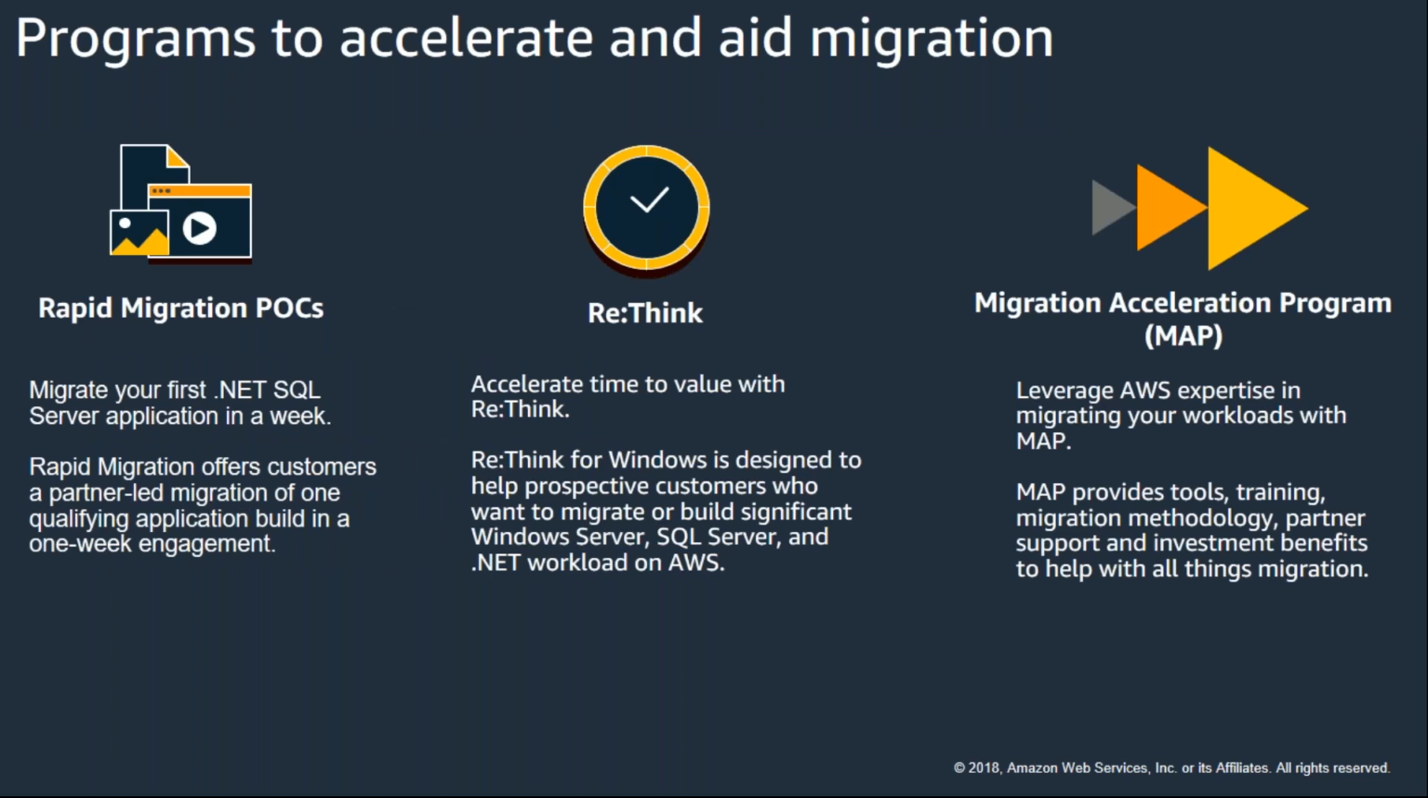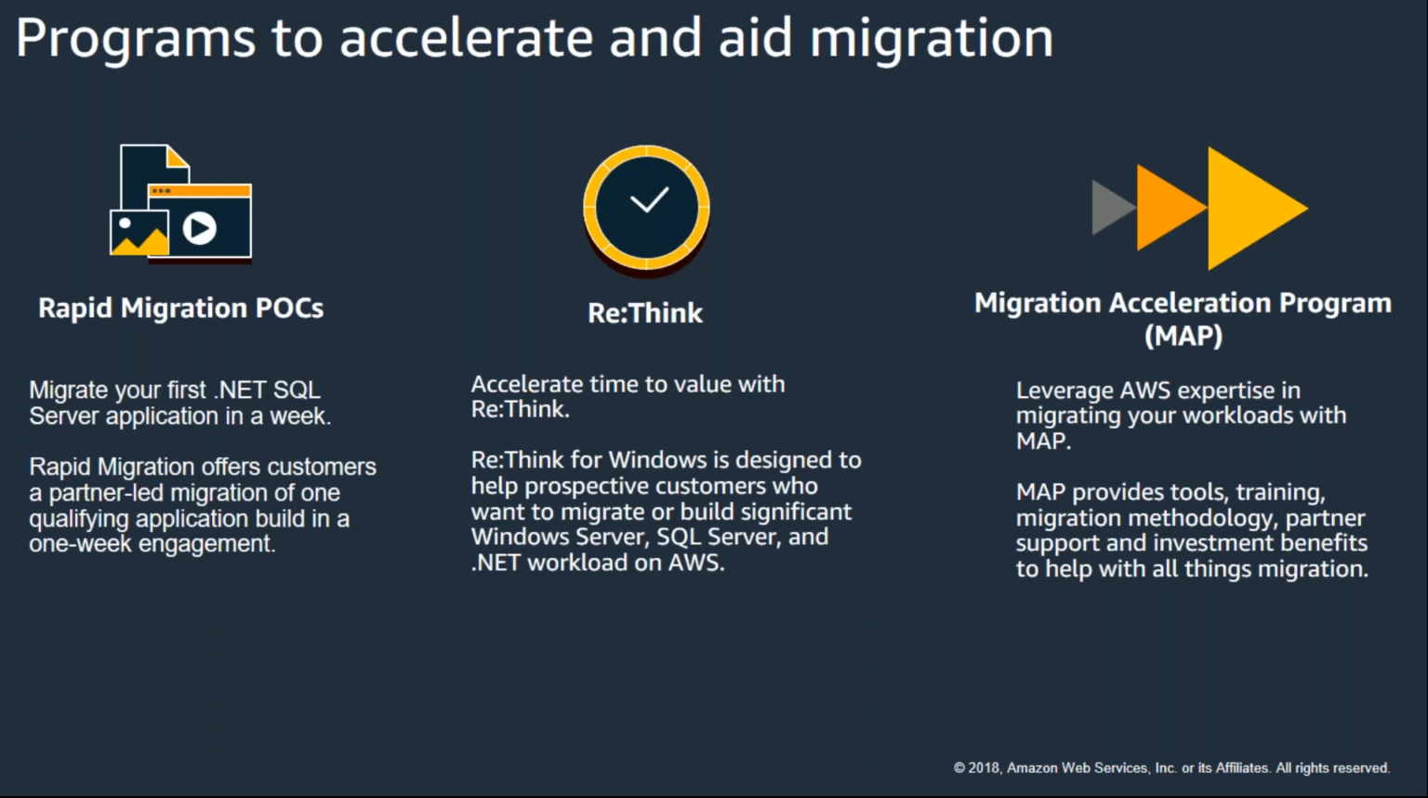There are a lot of programs available for you to accelerate your modernization journey and your migration journey. For example, a rapid migration program is where you can execute very quick proofs of concept to test the cloud, to try your new applications. You can engage our partners to execute these POCs. Feel free to contact our AWS account team or partner network to get support around this.